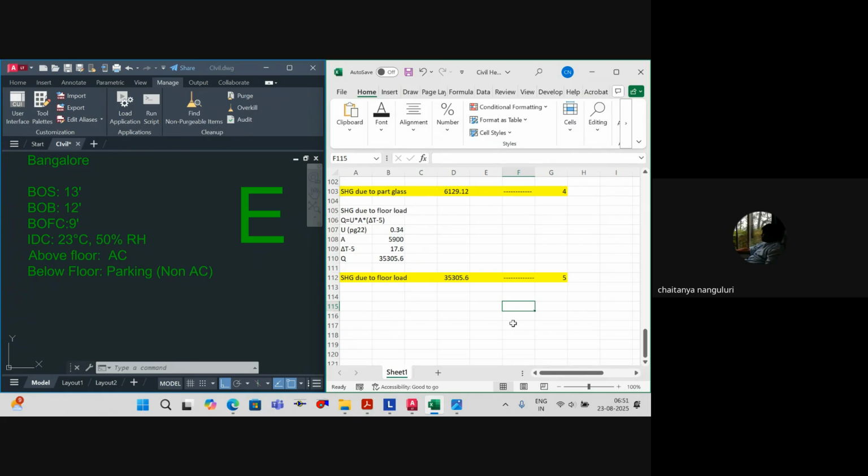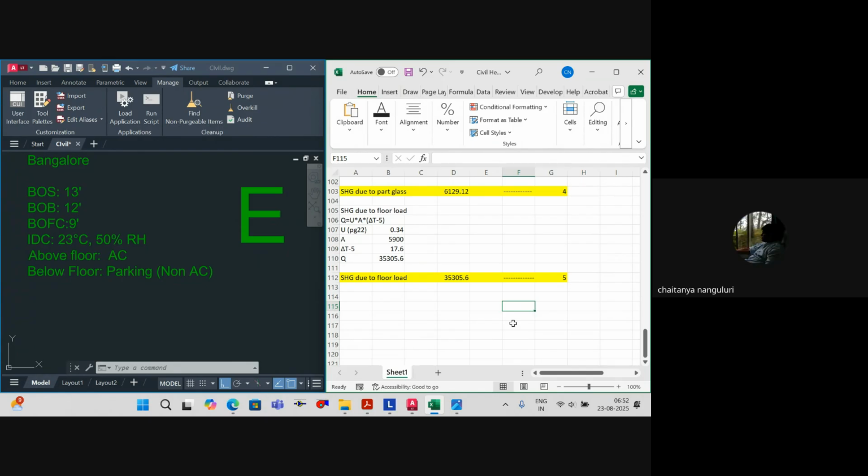See, generally we do this manually, but for most cases you need not even do it manually. You have a software called HAP, which I'll be teaching in a later stage. And you have one more Excel sheet. By default, all the U factors are filled for all the generic materials, so you need not really change them unless the architect clearly specifies it.